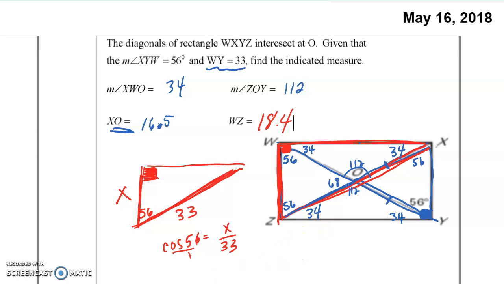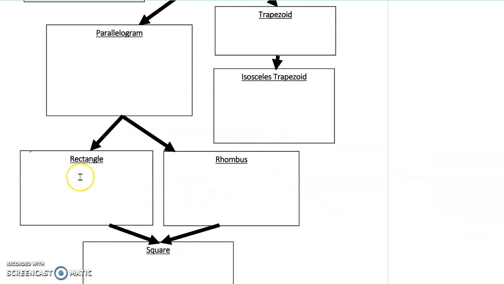All right. And that's it for rectangle. Again, please don't be forgetting to fill in your flowchart. For example, we already know properties of a rectangle are right angles, and we know that diagonals are congruent. So you want to be filling this in as you go. You already know in the rhombus that all sides are congruent, diagonals are perpendicular, and that the diagonals bisect the opposite angles.